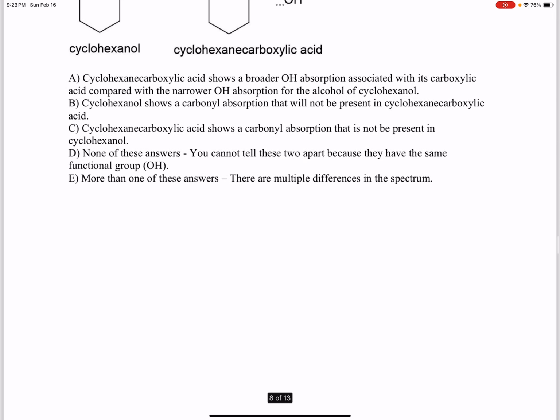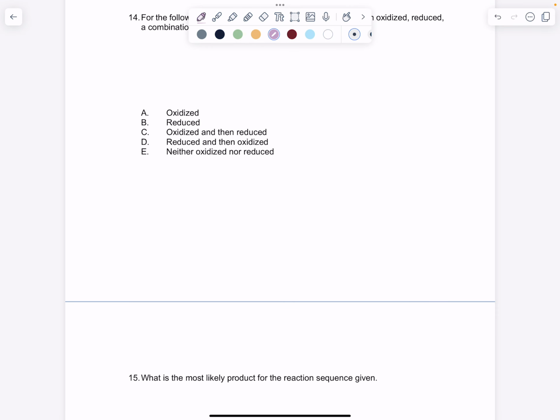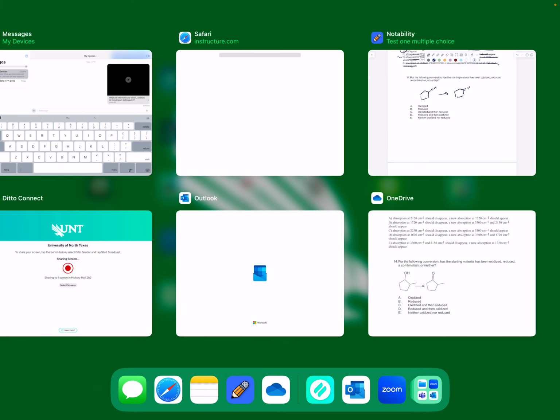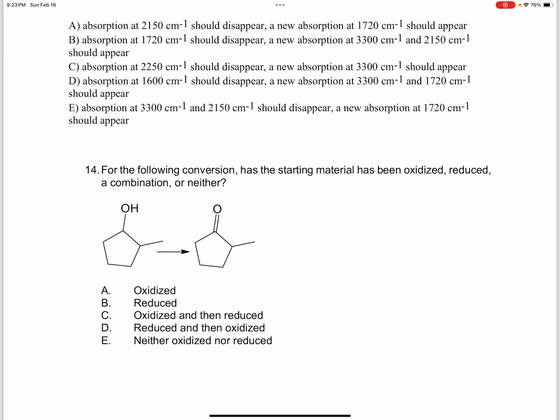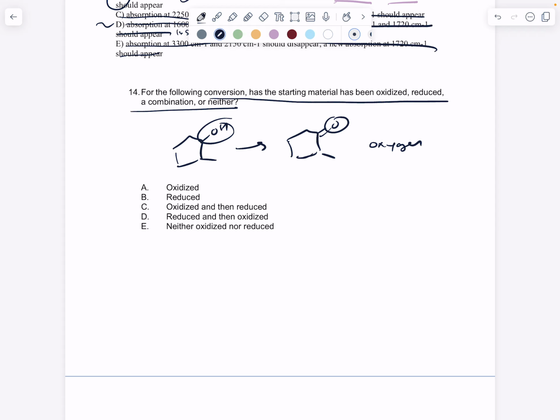Okay, that one for some reason is not showing up. Let me go look at what that question was. Okay, so the question is, we're going from this to this. Right, hopefully. Not quite. I missed a methyl group. Oops, I clicked on the wrong one. For the following conversion, has the starting material been oxidized, reduced, or a combination of or neither? So this group went from OH to O, so this has more bonds to oxygen. So oxygen bonds increase, so that's oxidation.